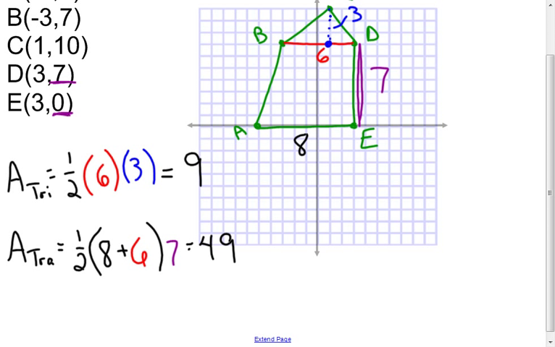So the area of my whole pentagon will be adding these two numbers together, and it will put me at 58 square units.